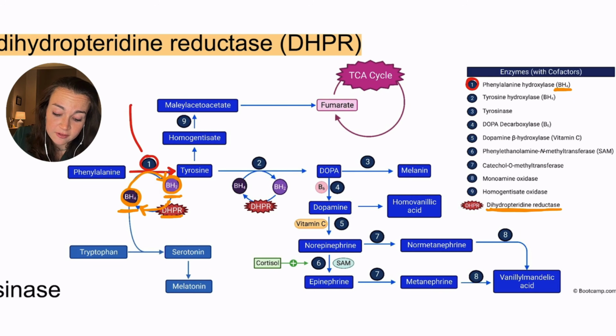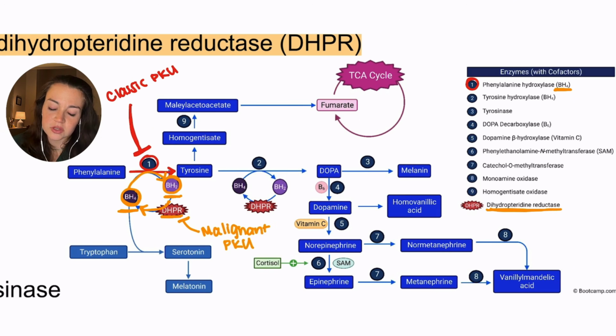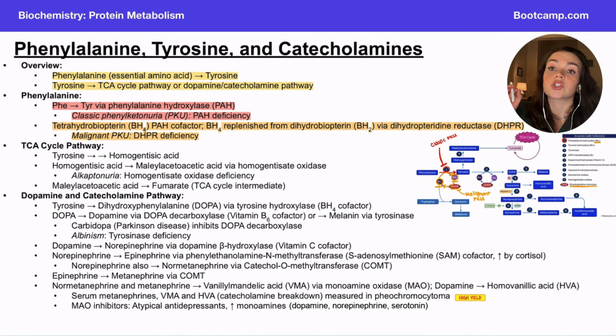The classic form of phenylketonuria involves a deficiency in that PAH enzyme. However, you can also get a different type of phenylketonuria, called malignant PKU, if there's a deficiency in that DHPR enzyme. In either case of phenylketonuria, you are not getting this first step in the phenylalanine breakdown pathway where phenylalanine turns into tyrosine. And we'll talk more about those disorders in the next videos on the clinical implications of phenylalanine breakdown.